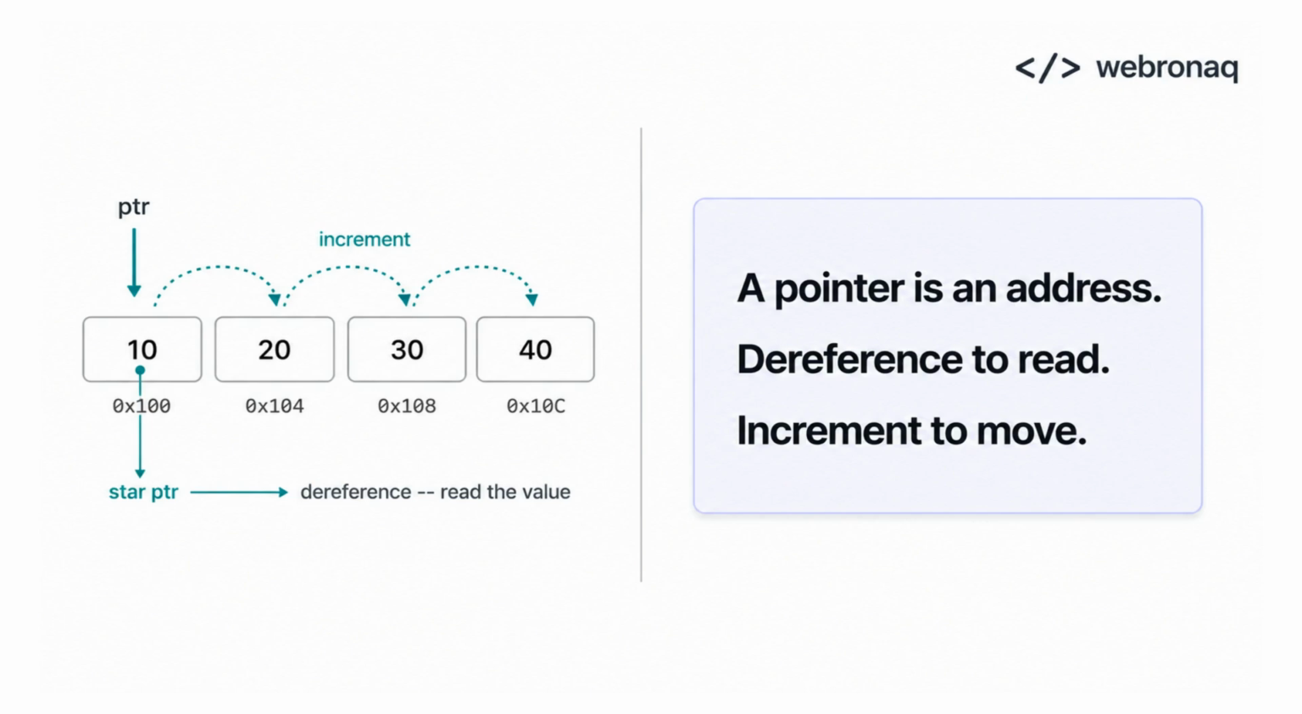ptr starts at 0x100, reads 10, moves to 0x104, reads 20, and so on, all the way to the end. No index variable needed. Here is the one mental model to carry away. A pointer is just an address: dereference to read, increment to move. Master that, and arrays, linked lists, and most of systems programming start to make real sense.